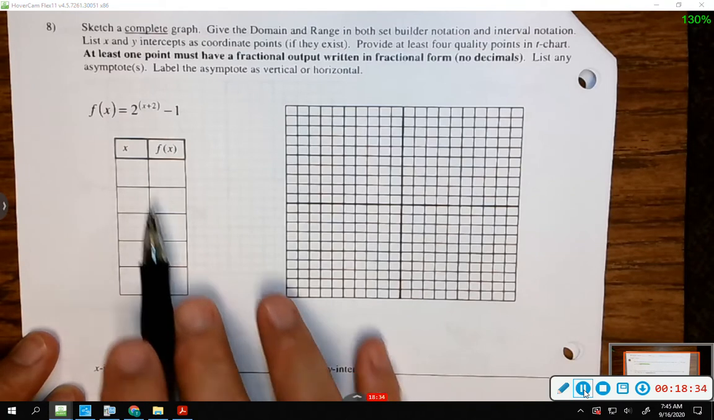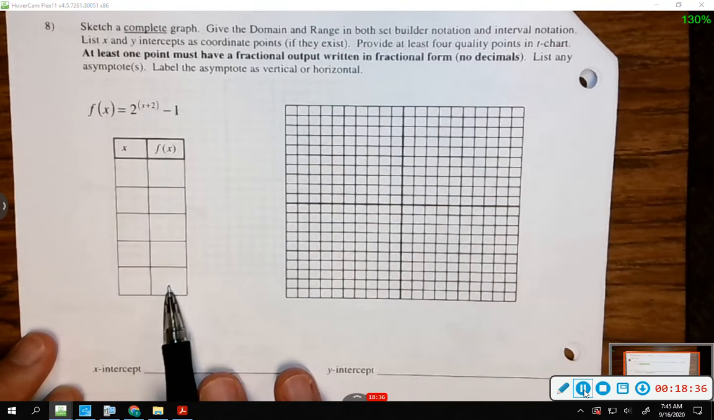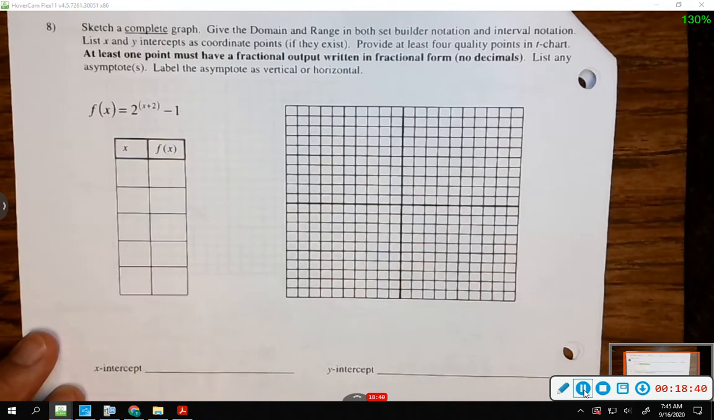We don't want to input fractions, we want to get out a fraction so that we can see how it approaches the asymptote. Okay? List any asymptotes. Label the asymptotes as vertical or horizontal. On these, I do think it might be better if you start with the domain. Okay? Start with the domain and start with what you know should be the horizontal asymptote.